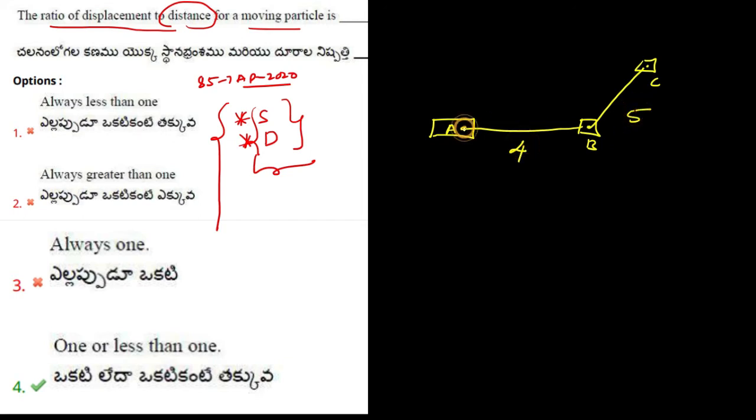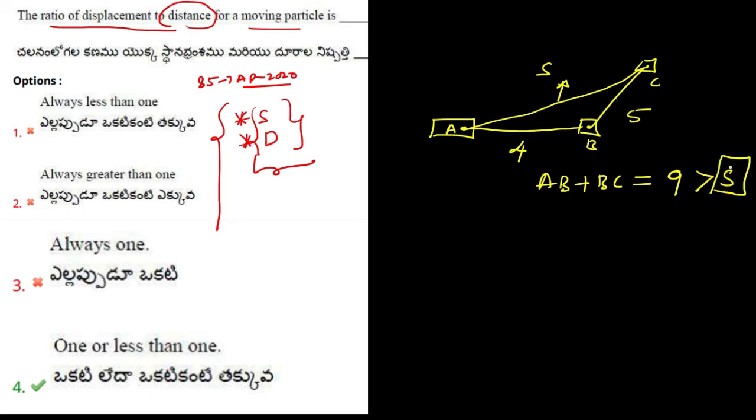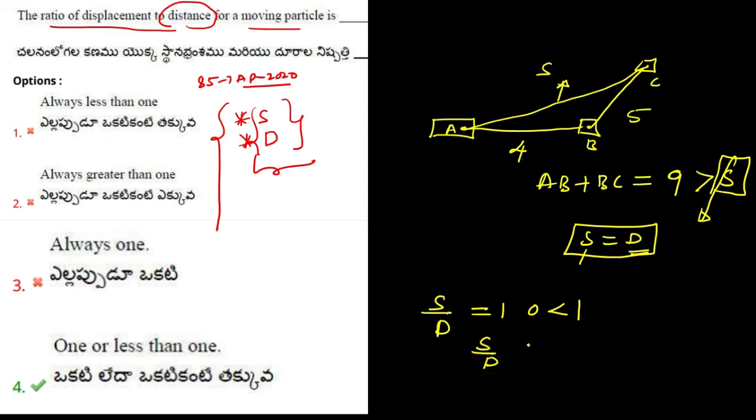Now if I draw a line from A to C, this line will be the displacement, and the distance will be AB plus BC, which equals 9. It will always be greater than displacement because displacement is the shortest possible path. Sometimes displacement and distance are equal, but displacement will not be less than the distance. So the ratio of displacement to distance will always be equal to 1 or less than 1, which is S upon D will be less than or equal to 1. This will be your answer.